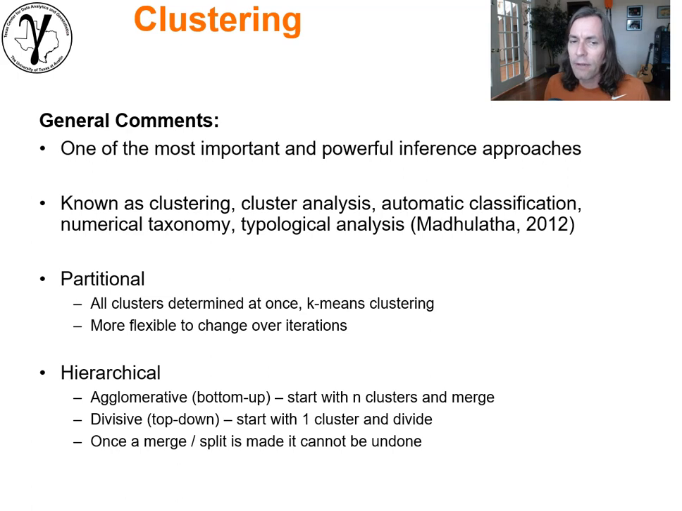One of the most important, powerful inference methods, you'll run into it all the time as you're doing machine learning. It's a great way to learn about our data, to find the natural groupings within potentially high-dimensional data sets is pretty useful. Known as clustering, cluster analysis, automatic classification, numerical taxonomy, so many different names for it, but it's all really the same thing. It's partitional is one method we can use where all the clusters are determined at once. K-means clustering, which we'll focus on today, is partitional. More flexible, because what happens with this methodology is that there's an iteration to the solution. So it has flexibility, it does not lock into the data, it can be adaptive.